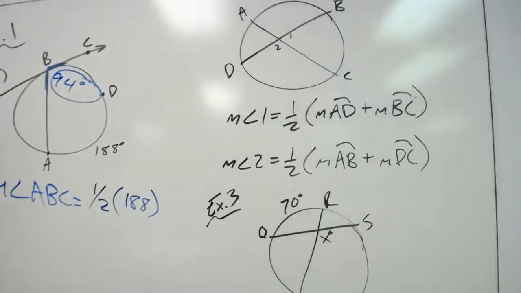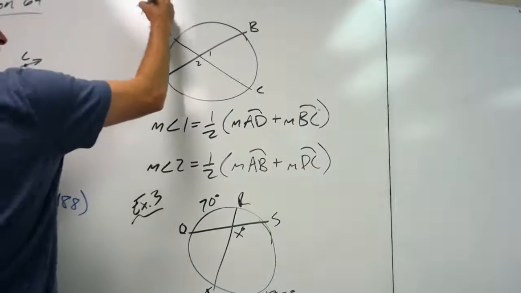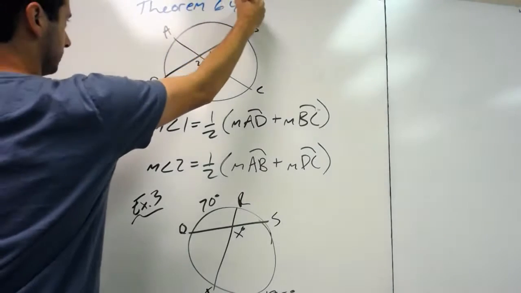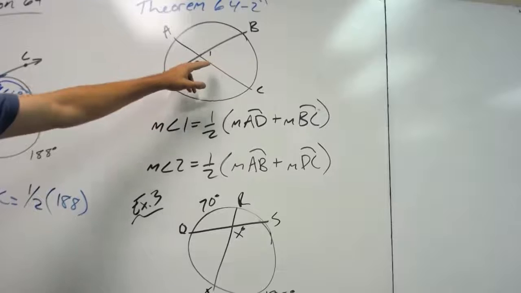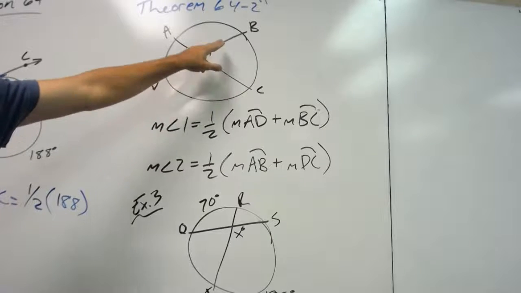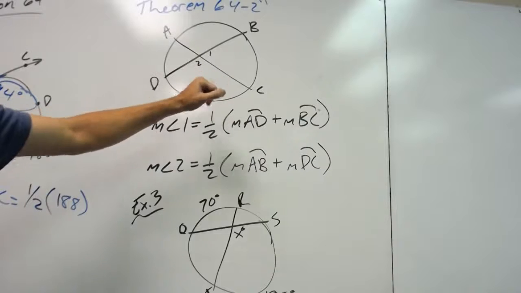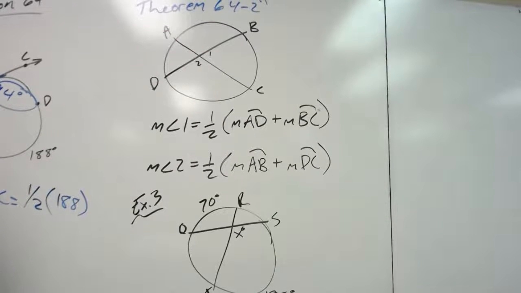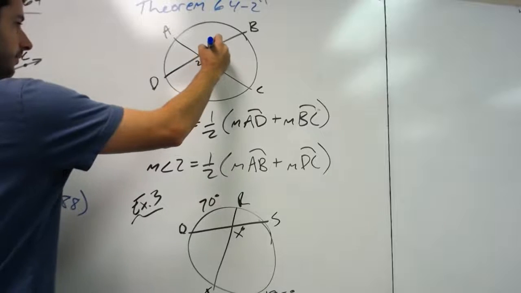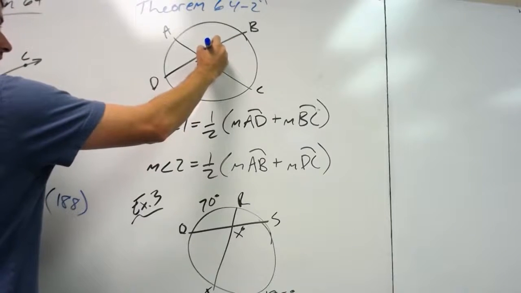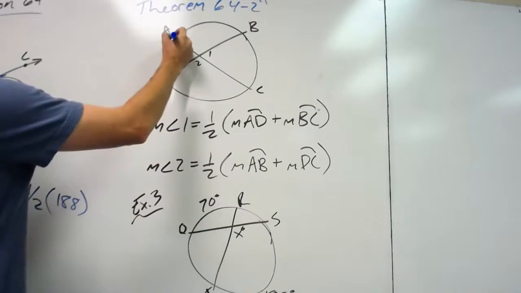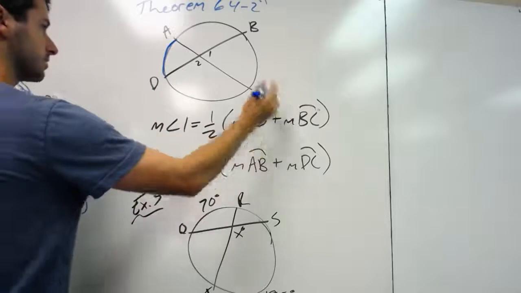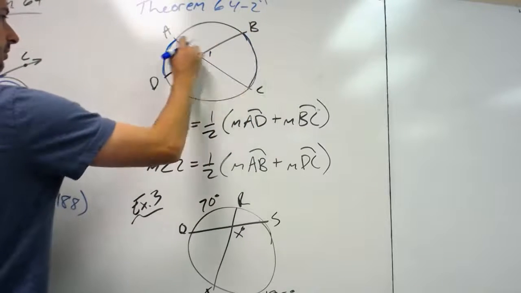One more theorem we're going to look at is theorem 64-2. This one's really easy. Theorem 64-2 states that the measure of an angle formed by two chords intersecting in a circle, so here's an angle, two chords intersecting, is equal to half the sum of the intercepted arcs. So let's look at angle 1 right here. If we're trying to find angle 1, it is equal to half the sum of arc AD plus BC. Those are its intercepting arcs.